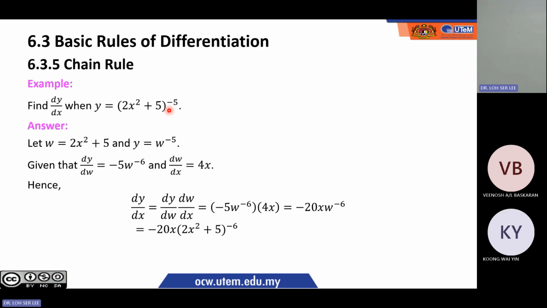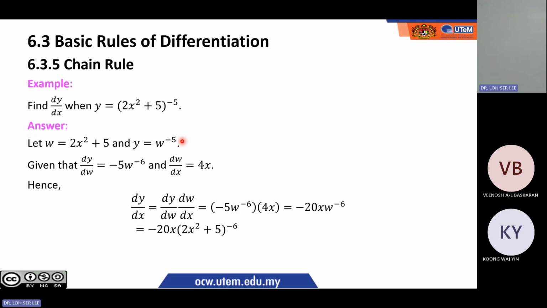Okay, but this one actually the proper way we are using the chain rule. Okay, chain rule meaning that we let a function to be this 2x squared plus 5. What we let? We let w. We let this function to be w. Okay, w is 2x squared plus 5. So if this is w, then your y will be w to the power of -5.